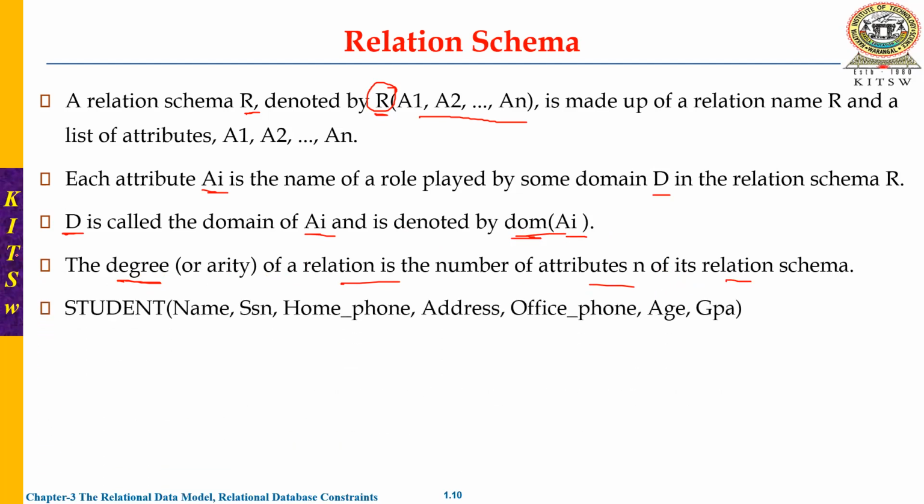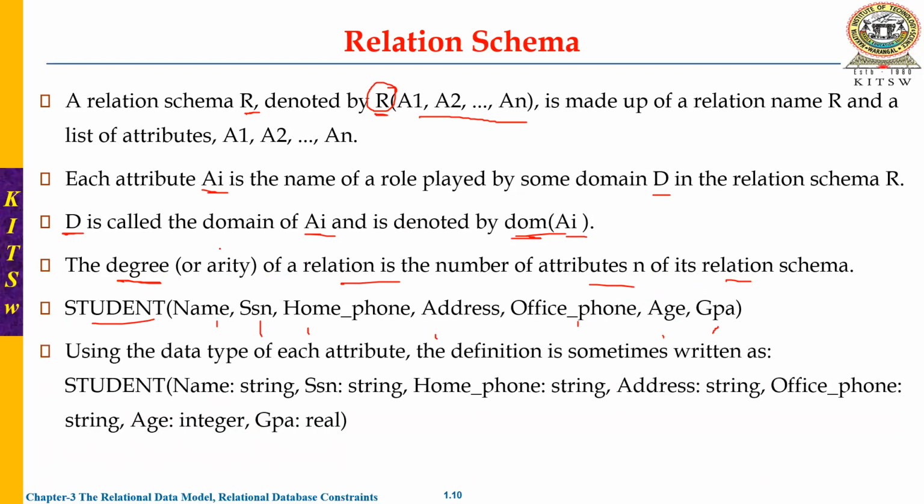See, this is the example. Student is a relation and its attributes are A1, A2, A3, and so on, such as name, SSN, age, GPA. Using the data type of each attribute, the definition is sometimes written like this. So Student is the relation name. Name is the attribute, and string is its data type. SSN is an attribute, and string is its data type, and so on.